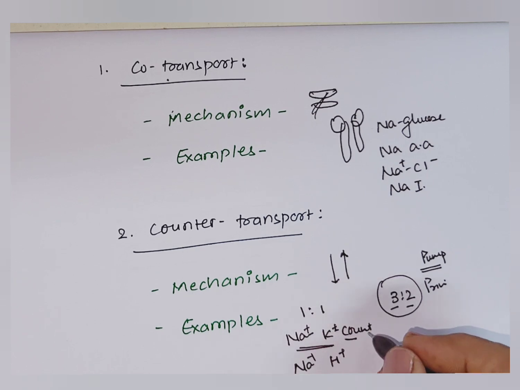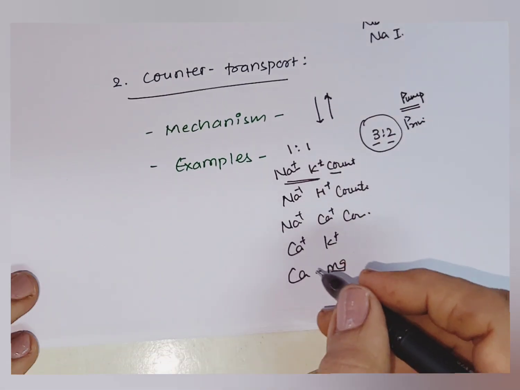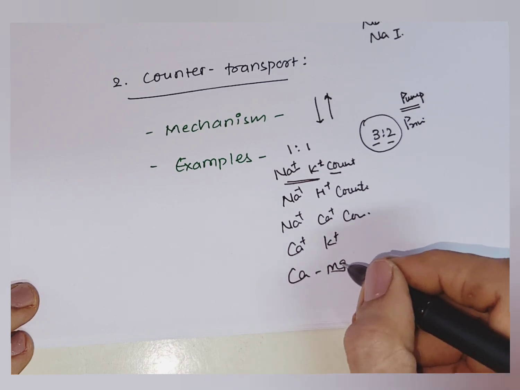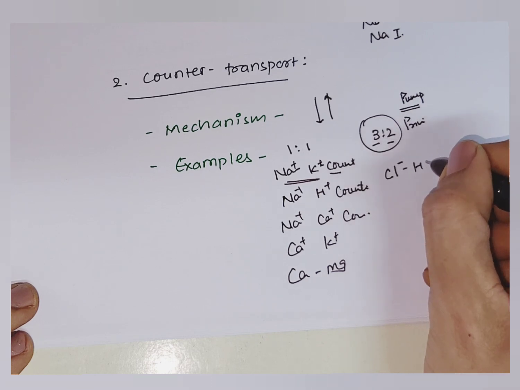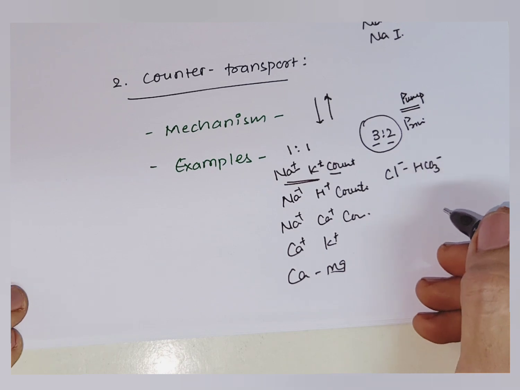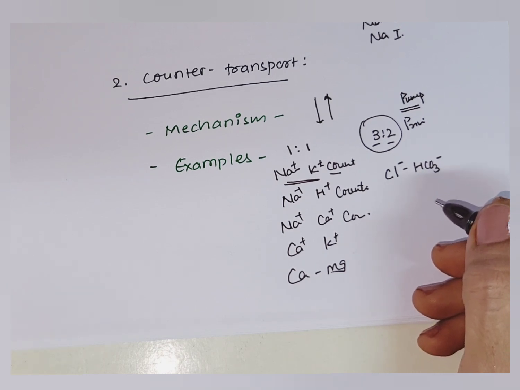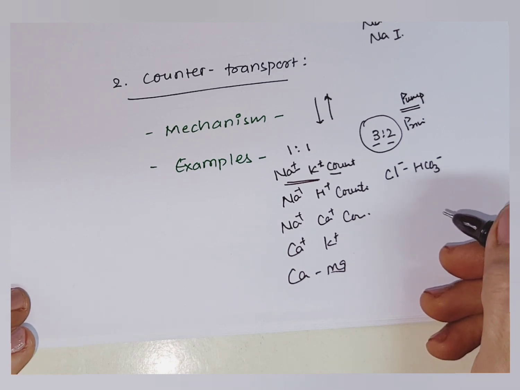So examples of counter-transport are sodium potassium, sodium hydrogen, sodium calcium, calcium potassium, and calcium magnesium counter-transport. Then one important one is the chloride shift, chloride bicarbonate counter-transport. So these are all the examples of counter-transport. Here we have completed simple diffusion or passive transport and active transport. In the next session we will discuss special categories of transport.